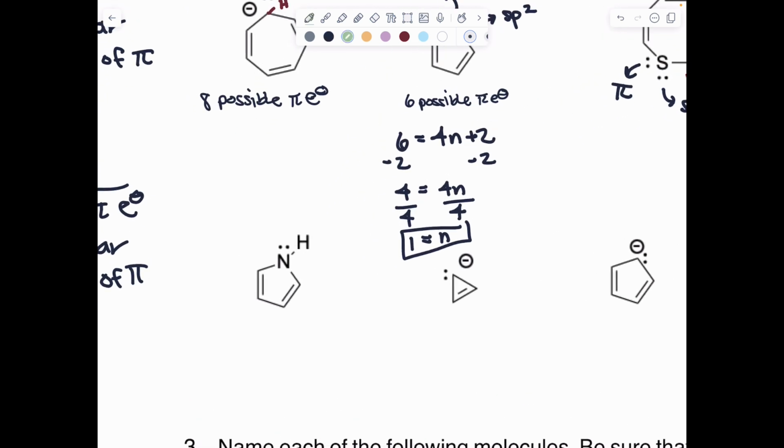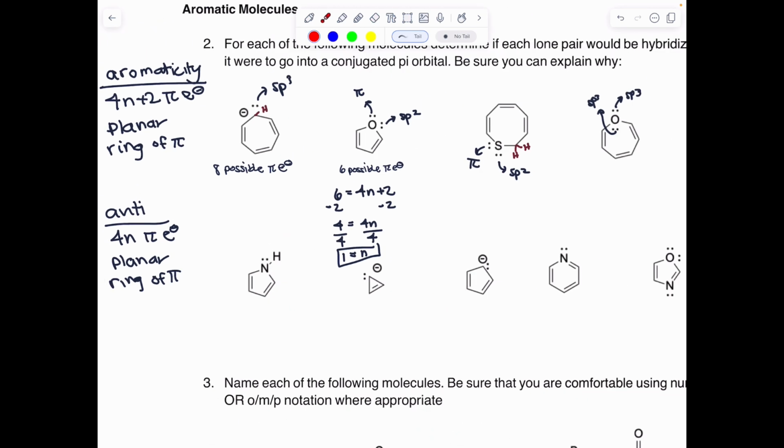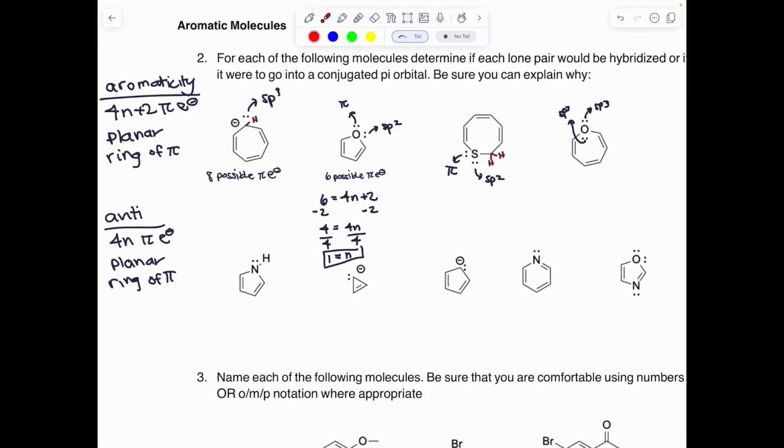The next molecule is a 5-membered ring that has pi orbitals on either side of the double bond and possibly has a pi orbital on the nitrogen if it's favorable. So let's check and see if it meets the rules for aromaticity. So we have 2, 4, 6 possible pi electrons, which, as we calculated before, does meet the rules for aromaticity, so it means that lone pair is going to be in a conjugated pi orbital.